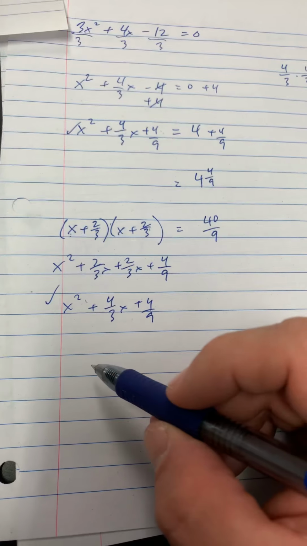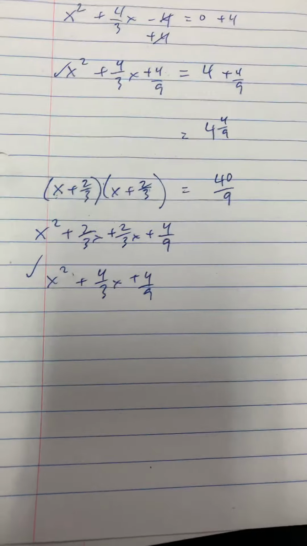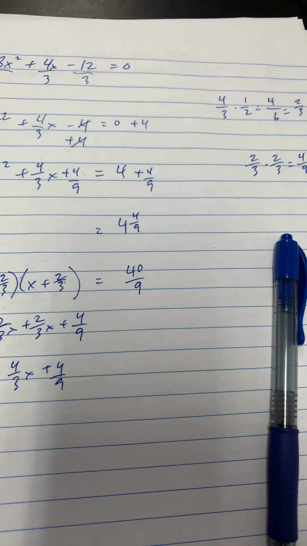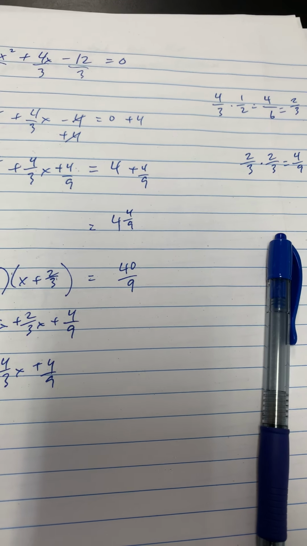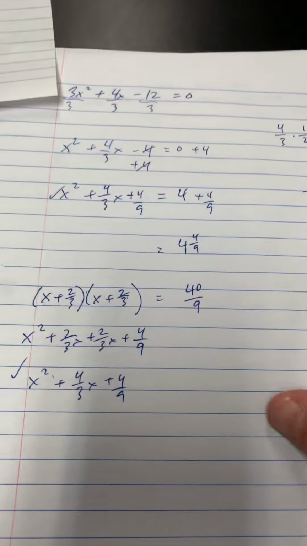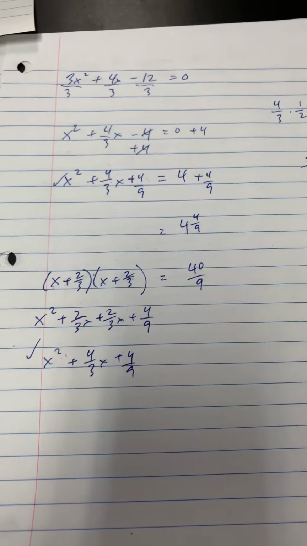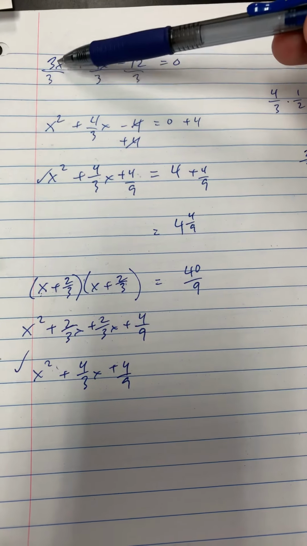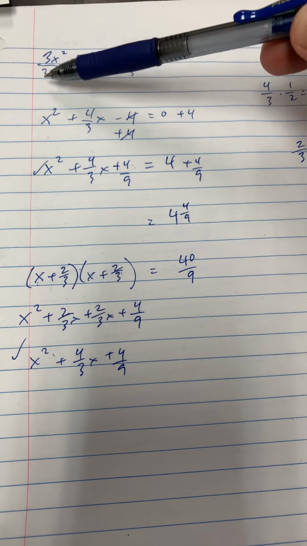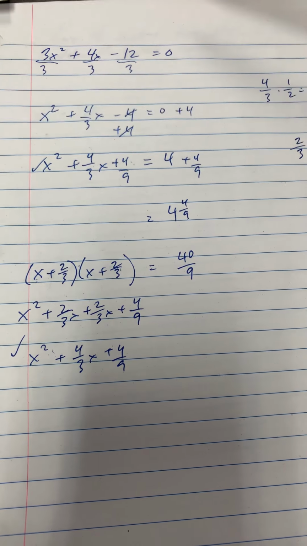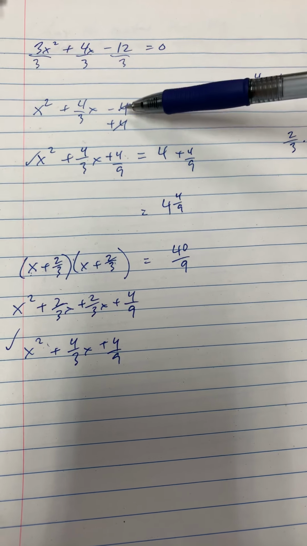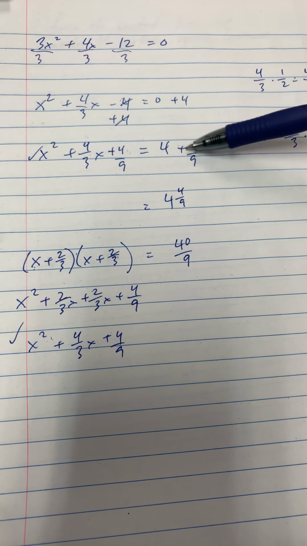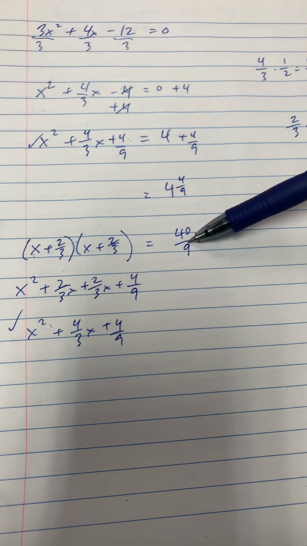Now, just kind of a review here. Let's see what we've done so far. We made sure that the leading coefficient was 1. That's why we divided everything by 3, so that we could make that a 1. We brought our constant over to the opposite side, and that gave us 4 4/9, which we made into an improper fraction, 40/9.